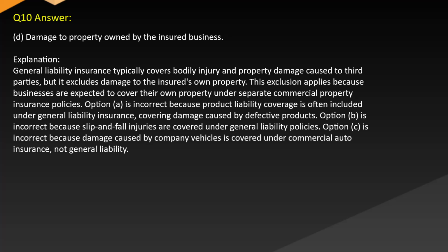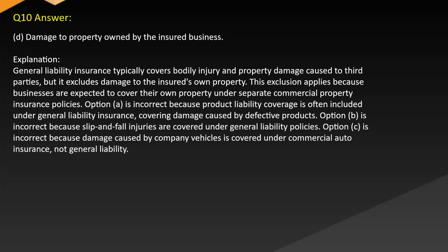Answer D. Damage to property owned by the insured business. Explanation. General liability insurance typically covers bodily injury and property damage caused to third parties, but it excludes damage to the insured's own property. This exclusion applies because businesses are expected to cover their own property under separate commercial property insurance policies.